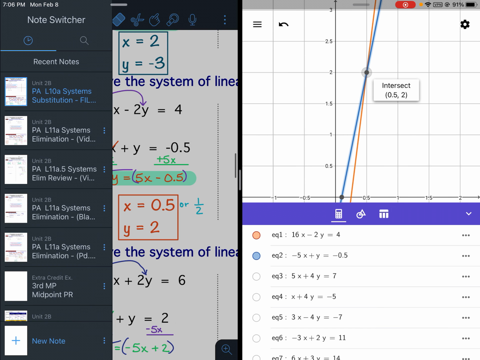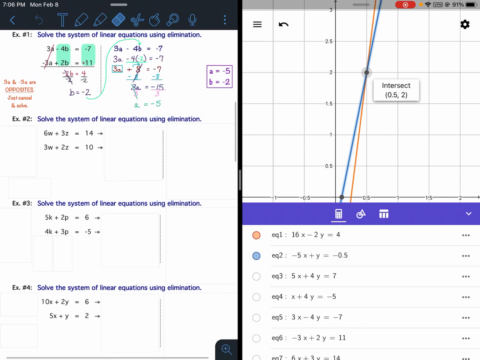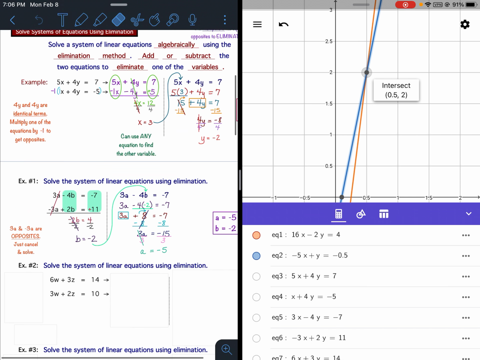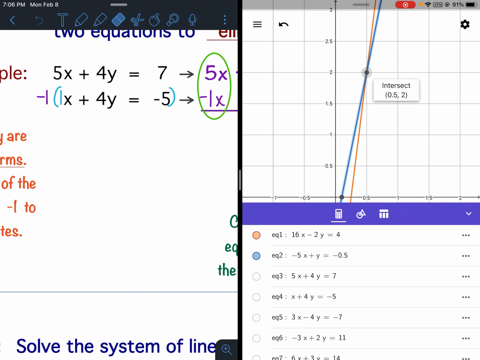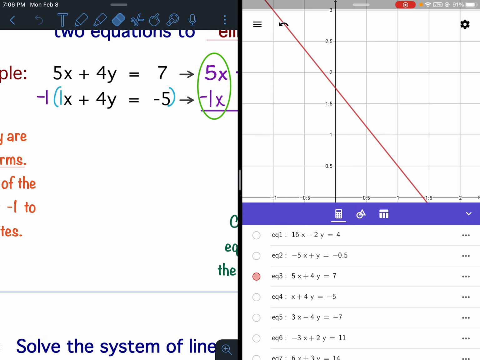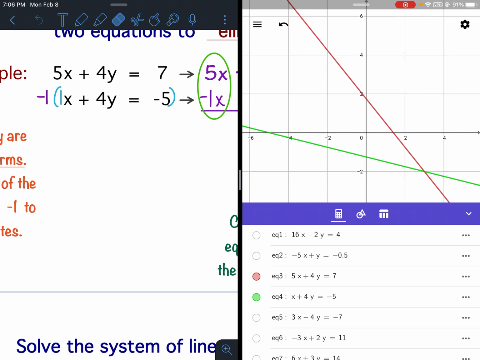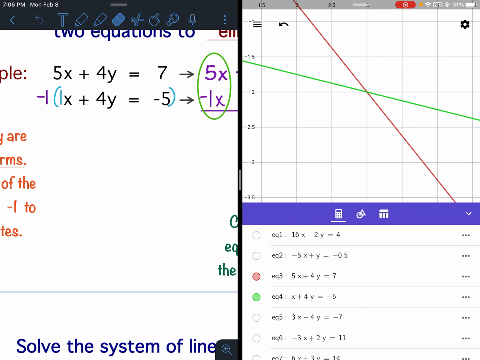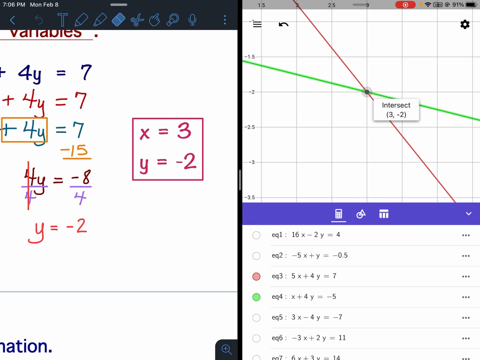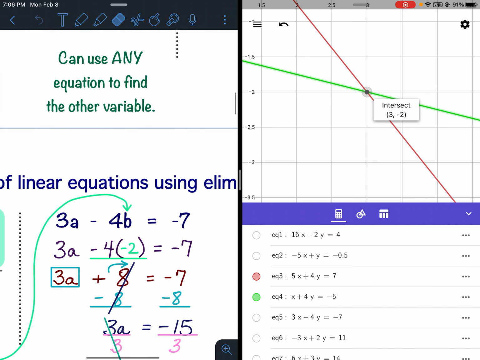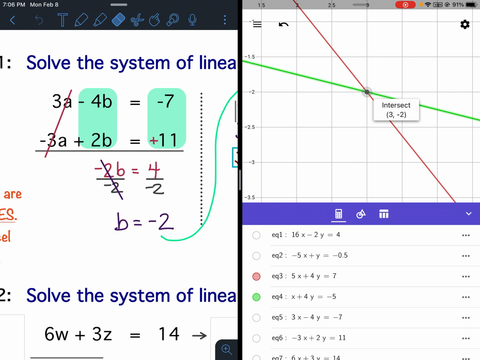So now I'm going to go over to the elimination notes we're working on. Let's start with the first problem that we did on the front. That was 5x plus 4y equals 7, and x plus 4y equals negative 5. All right. Find where they intersect. 3, negative 2. What was our answer? 3, negative 2.